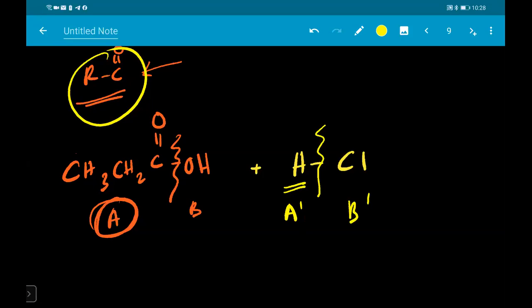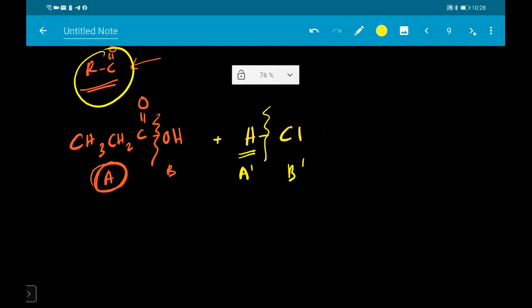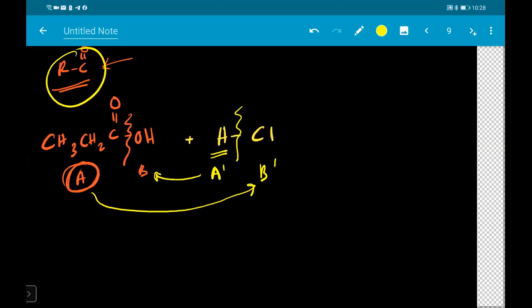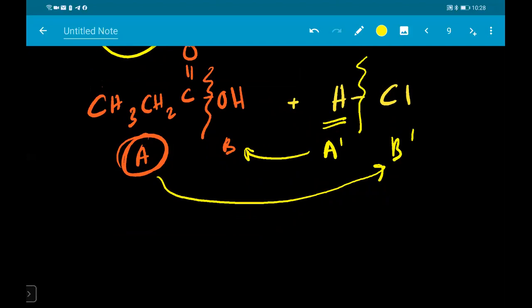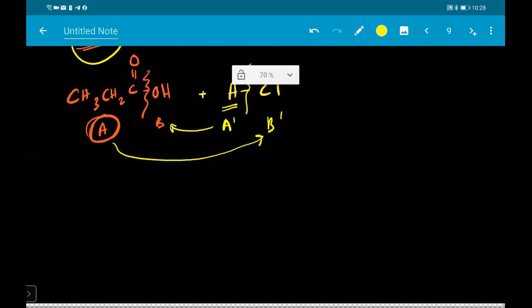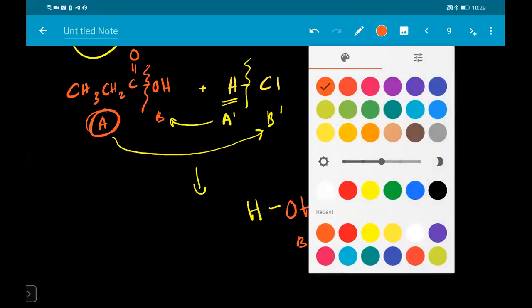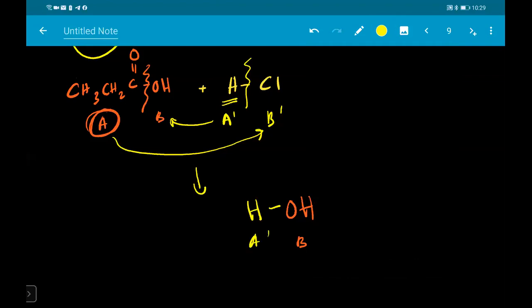Let's confirm this is a nucleophilic substitution. What happens next is A will switch partner with another component, but we keep B. So A will combine with B prime, and A prime combines with B. What's going to happen is A prime, when it combines with B, becomes water. Again, this is B and this is A prime.